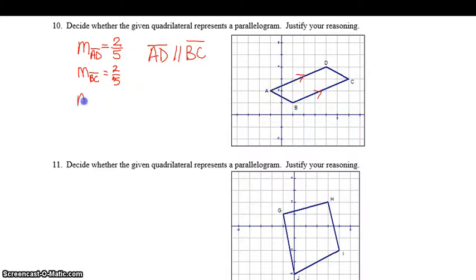Now let's do the slope of AB. So I'm going to go down 1, right 2, so that's negative 1/2. And the slope of DC, so from D to C, down 1, right 2, so that's negative 1/2. So then that shows that segment AB is parallel to segment DC. So I'm going to put double arrows there in my picture. And so yes, it's a parallelogram.